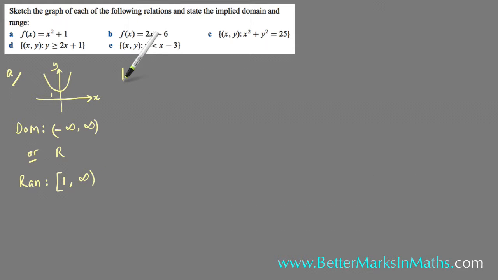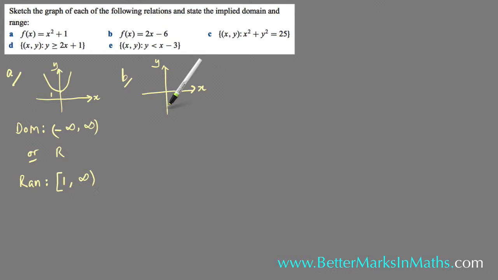Part B, f of x equals 2x minus 6. This is a linear equation, so the gradient is 2 and the y-intercept is minus 6. So sketching that, that's y, that's x. It's always good to write the x and y axes in, and that way you're never likely to forget them and lose marks for not having them labeled.